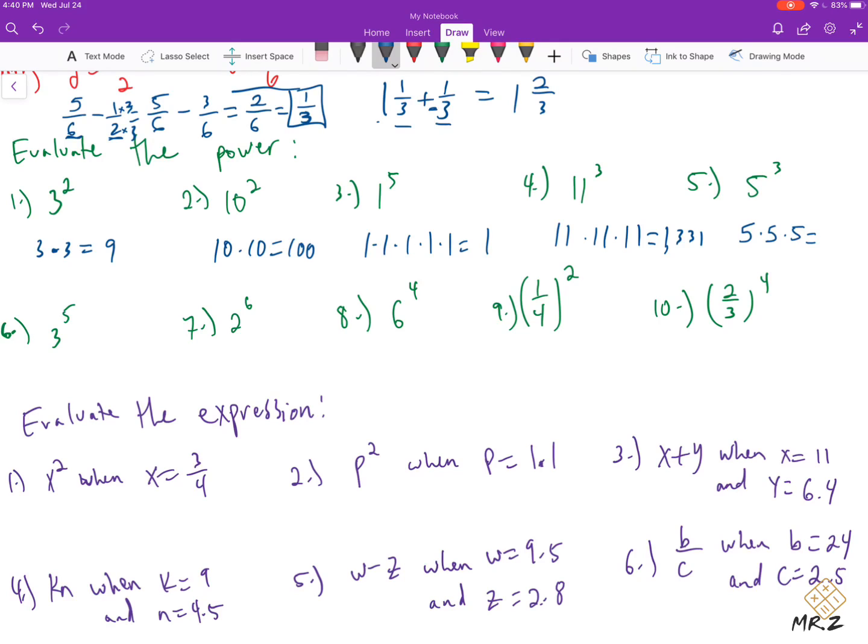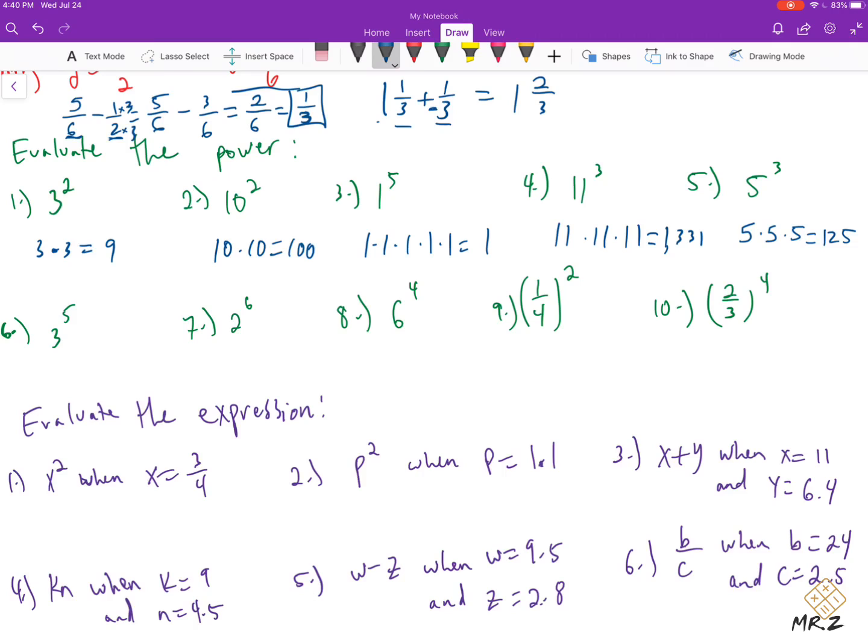5 to the power of 3 is 5 times 5 times 5. 5 times 5 is 25. 25 times 5, 125. Again, anytime you multiply by 25, think of quarters, right? 5 quarters is $1.25, 125. I think that's kind of an easy way of looking at it.